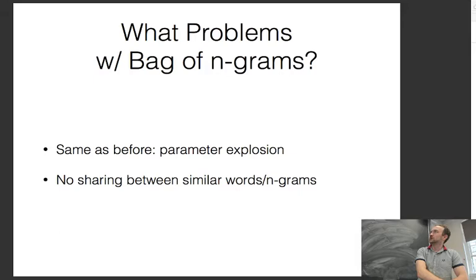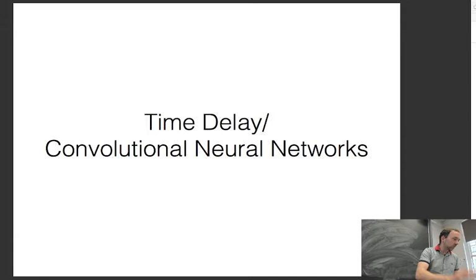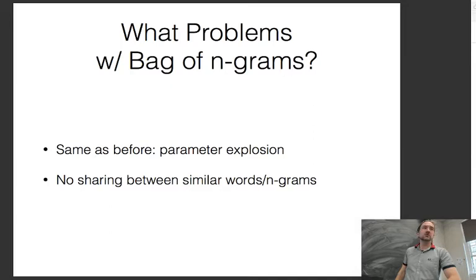I forgot one important thing: the other disadvantage of bag of n-grams is that there's no sharing between similar n-grams. So if you say something like, I hate it, or don't hate it, and then don't despise it. If don't despise didn't appear in your training corpus for whatever reason, you wouldn't be able to use that information and generalize. So there's no sharing between similar words and n-grams unless you exactly match them. That's something that we can improve with neural networks.